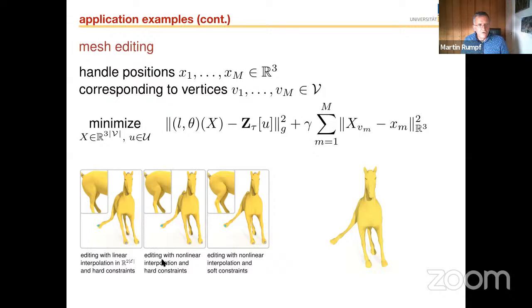If we do editing with non-interpolation and hard constraints, it already looks substantially better. If we do editing with non-interpolation and soft constraints, it looks like this. So how is this editing done? Editing in the soft version has a penalty factor, and here's the discrepancy between the prescribed position and the actual position of our points.